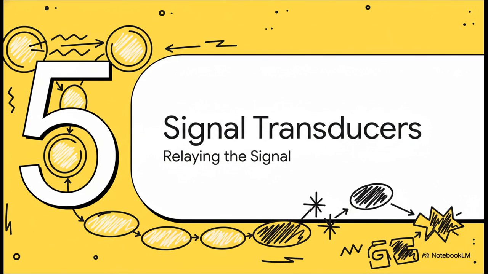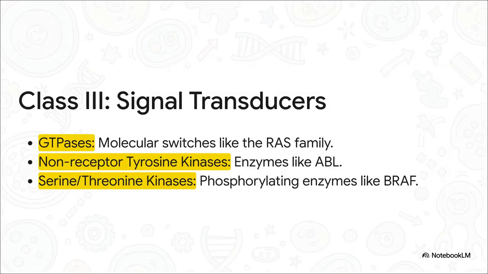All right, let's move inside the cell and look at the proteins responsible for relaying the signal from the receptor down to the nucleus. This is a very diverse group of proteins. You have GTPases like RAS, which act as on-off switches, and you have various kinases like ABL and BRAF, which pass the signal along by adding phosphate groups to other proteins. The common theme for them as oncoproteins is that they all get locked in a permanently on state.